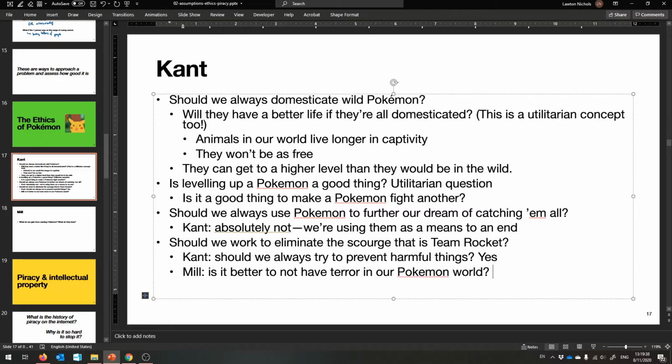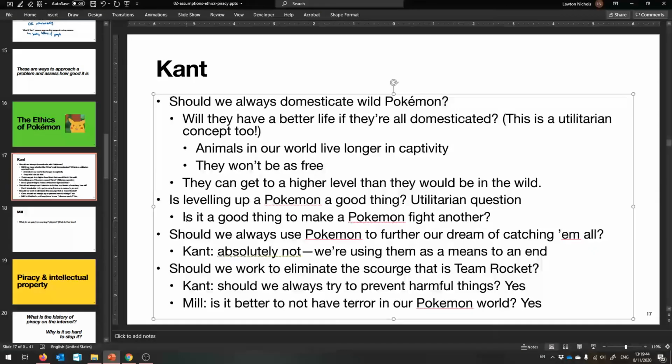And probably people's livelihoods would be protected a bit better. I think Mill would also say yes. So here's a case where they agree. So I encourage you to think about these concepts. Maybe pick your own favorite thing.